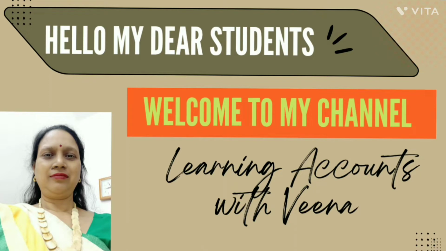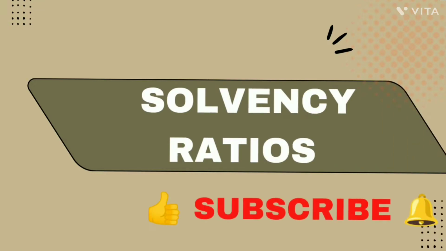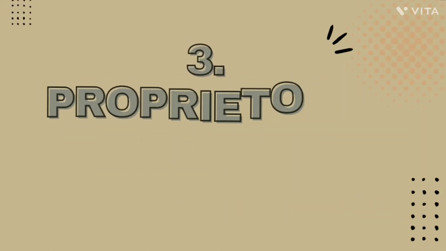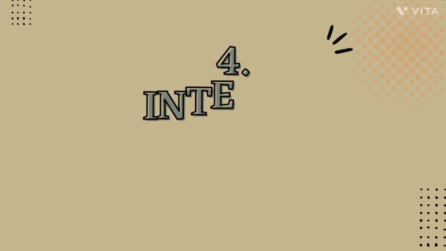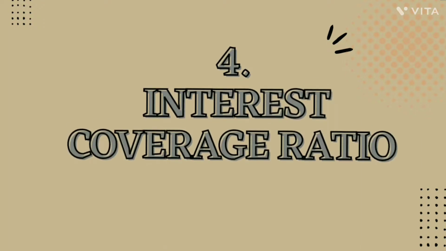In the previous video, I have discussed solvency ratios. Number 1 is debt equity ratio and number 2 is total assets to debt ratio. In this video, I am continuing solvency ratios: number 3, propriety ratio, and number 4, interest coverage ratio, with the help of questions also.